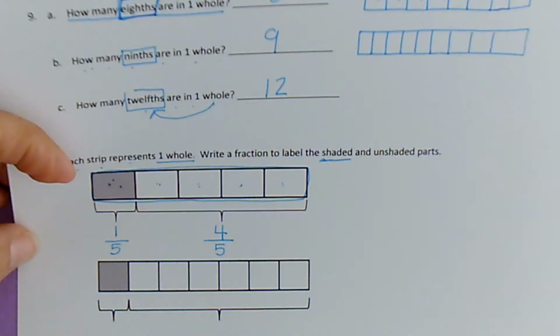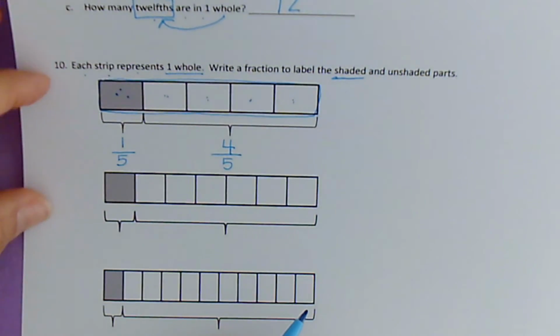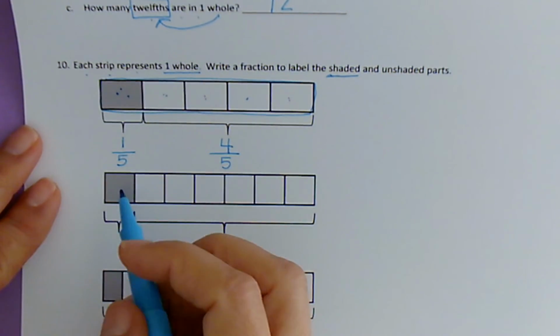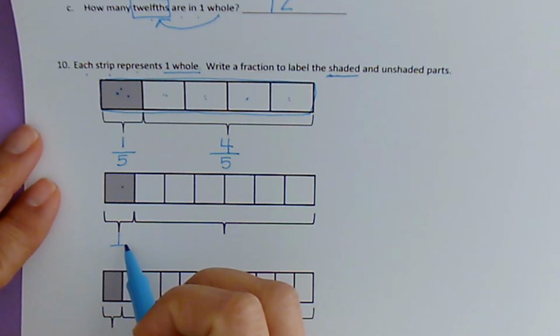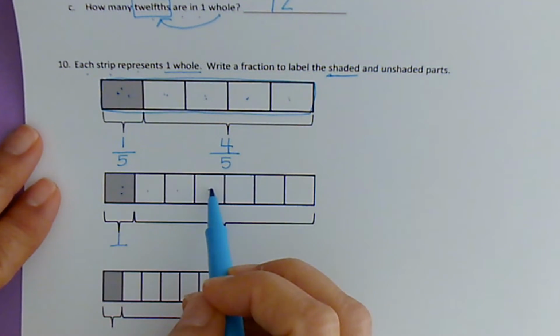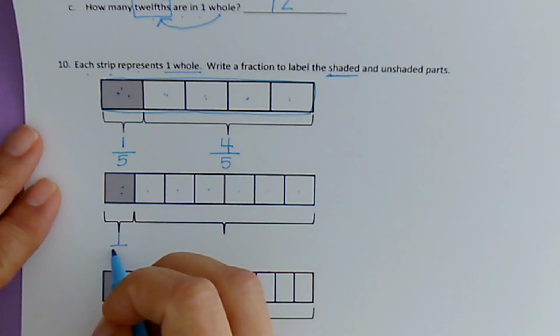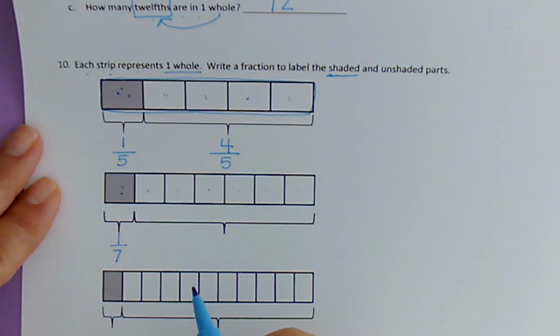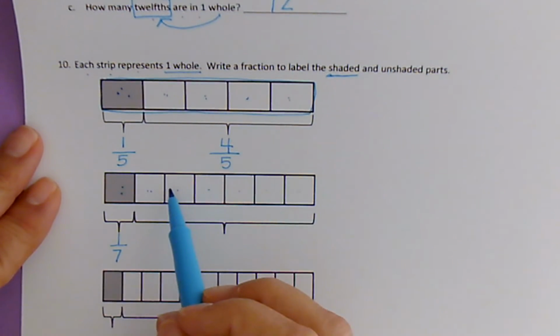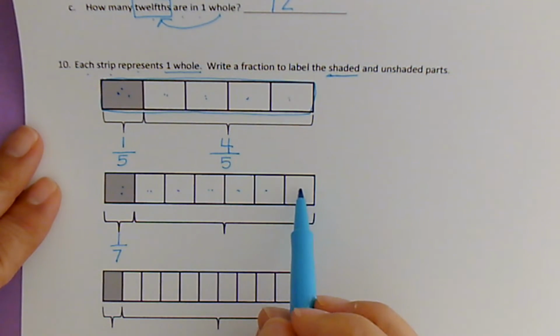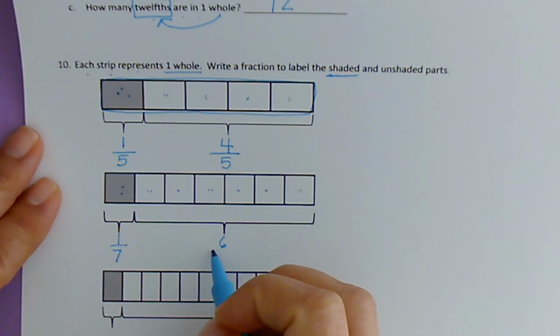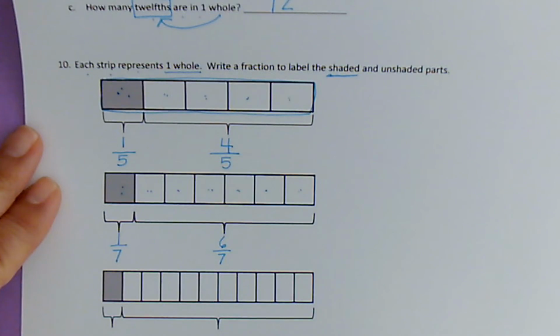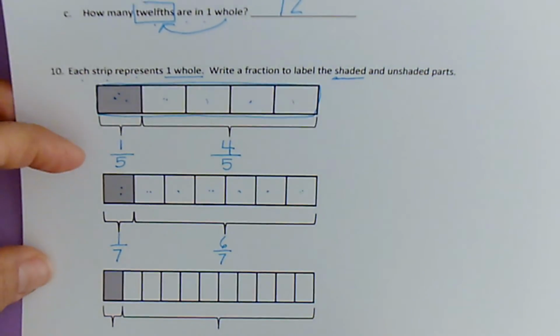So let's do the next one. It says, okay, how many are colored in? 1, but out of how many? 1, 2, 3, 4, 5, 6, 7. So 1/7 is shaded, and how many are not shaded? 1, 2, 3, 4, 5, 6. So 6/7 are not shaded in, okay?